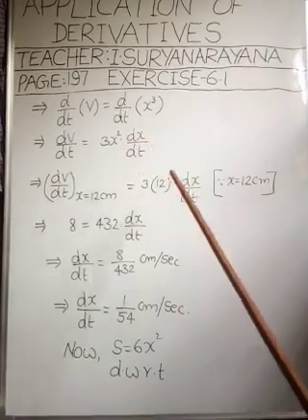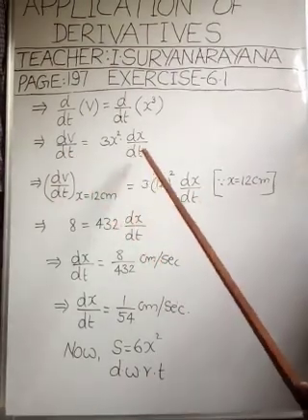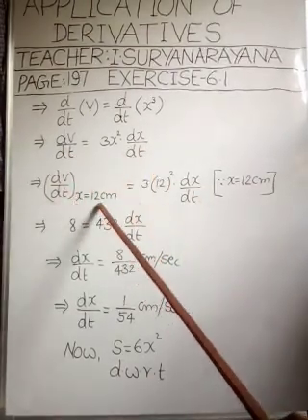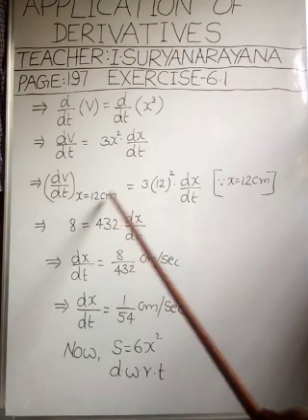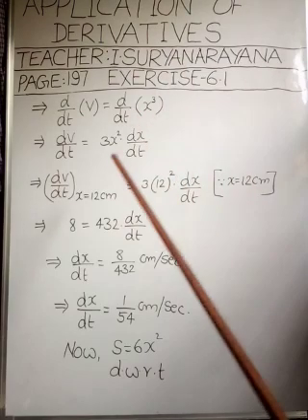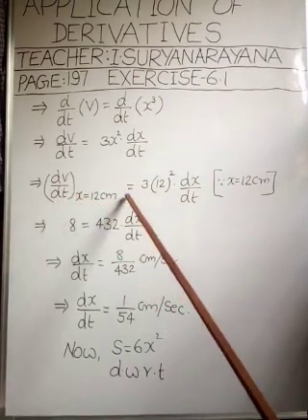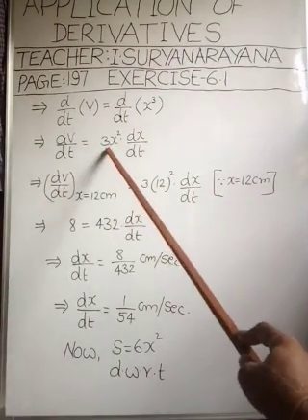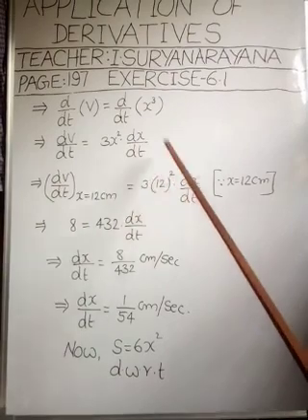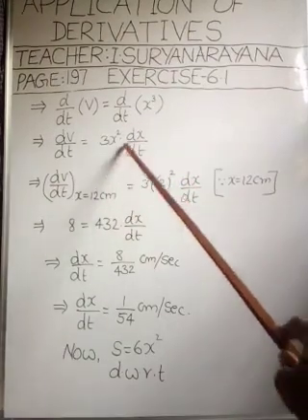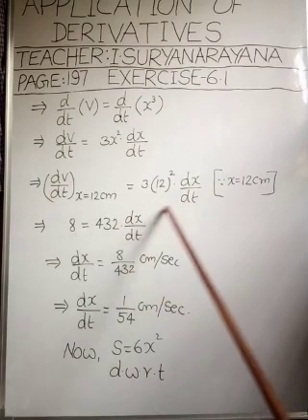And what is given? x is equal to 12 centimeters. So in this result we have to find dv by dt at x is equal to 12 centimeters. dv by dt is equal to 8, already given. So we use that result here. So dv by dt at x is equal to 12 centimeters is equal to, in the RHS, 3 into what is x? 12. So 12 square into dx by dt, we don't know the value of dx by dt. We wrote that as it is. Understood this step, my children?